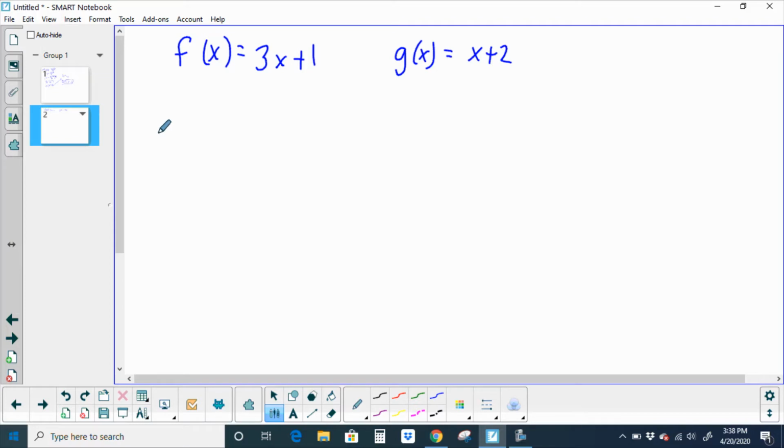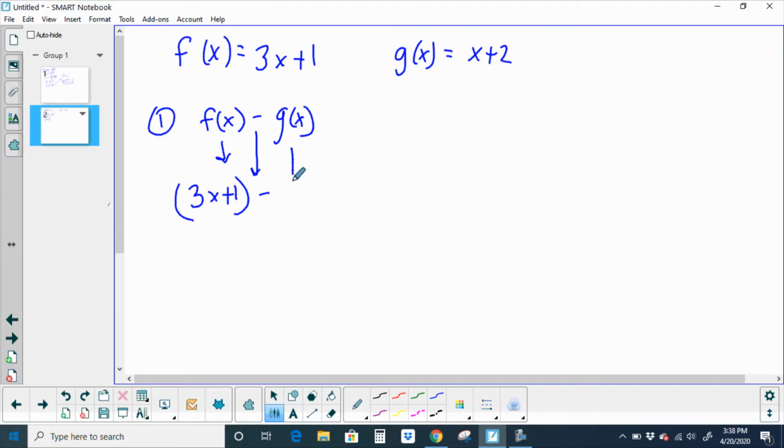So there's 4 operations that they're asking you to do in 17-20. The first operation is to simply subtract the functions. So, for example, in 17 they ask you to subtract the 2 functions. So here's an example of me subtracting the 2 functions. So f of x minus g of x. So all you're going to do, what is f of x? It's 3x plus 1. We're going to put parentheses around that. We're going to drop the minus sign. And we're going to put g of x in parentheses on its own.